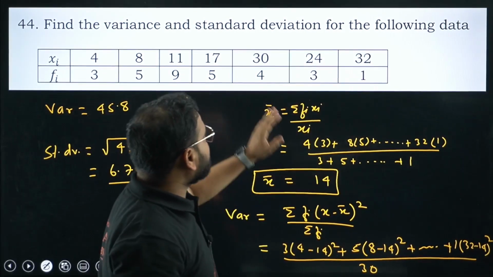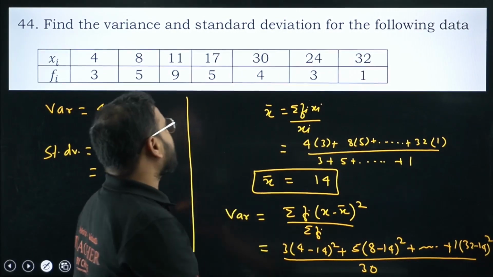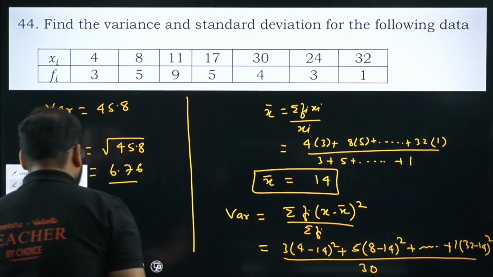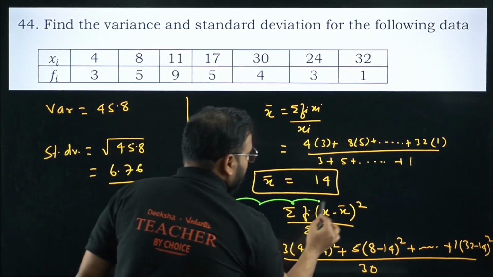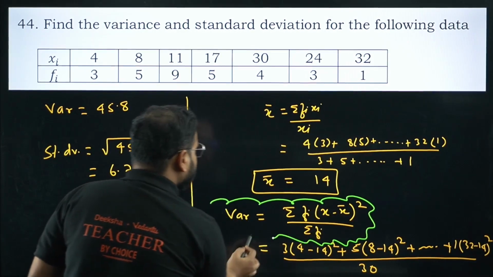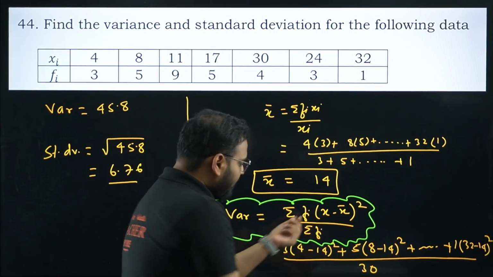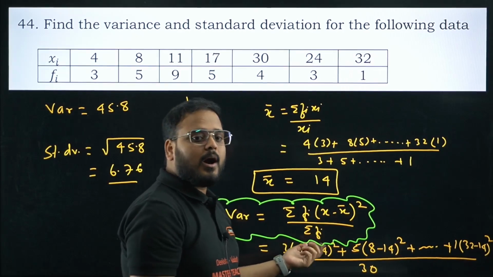So, x bar: how do you find the mean over here? We need the mean value to find the variance, right? This is the formula for variance, if you remember: sigma fi times (xi minus x bar) the whole square, upon sigma fi. Summation of fi times (x minus x bar) the whole square upon sigma fi.